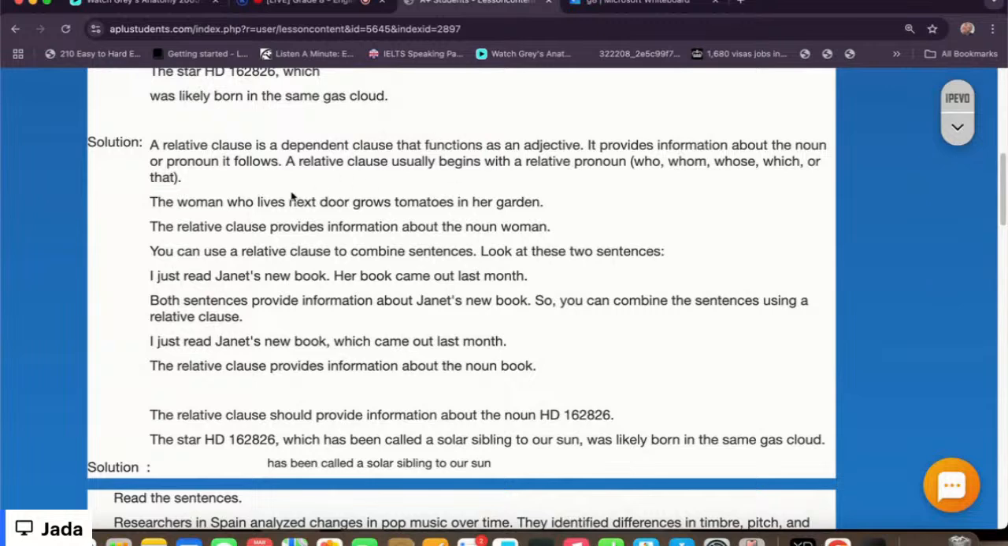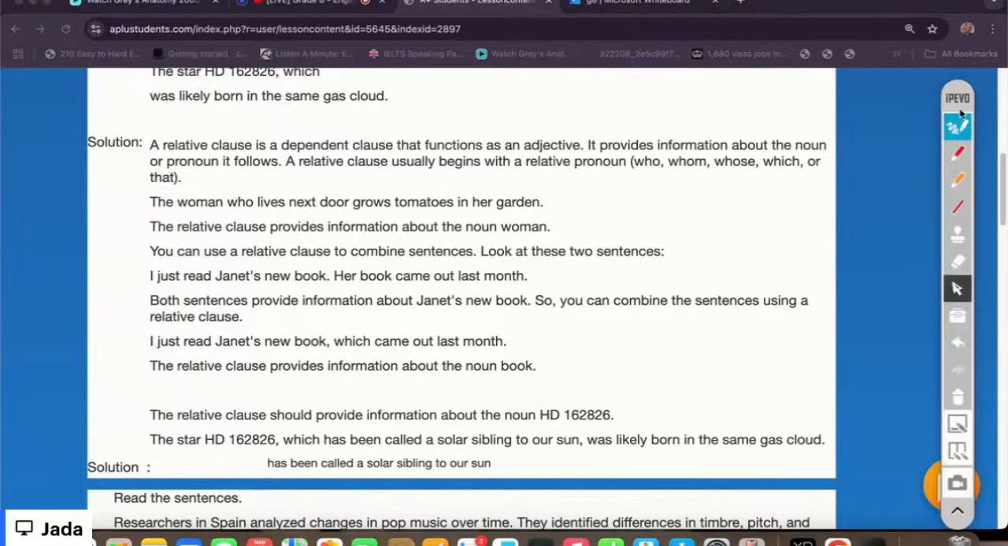All right, so we have relative clause. A relative clause is a dependent clause that functions as an adjective. It provides information about the noun or pronoun it follows. A relative clause usually begins with a relative pronoun: who, whom, whose, which, or that. So it begins with any of these. So, the woman who lives next door grows tomatoes in her garden. So who? The relative clause provides information about the noun woman.